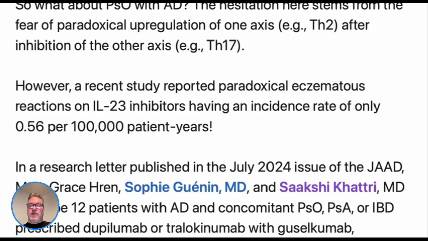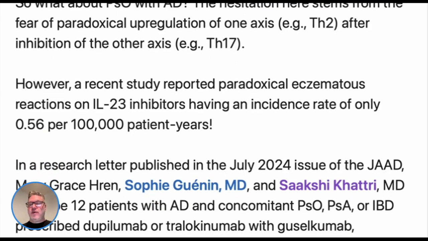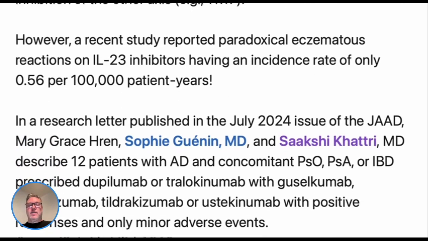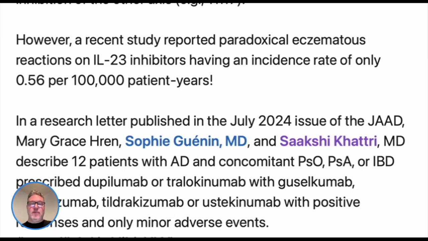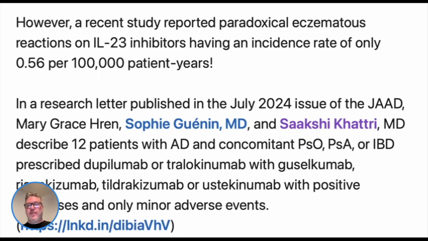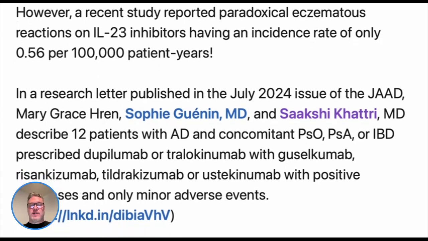And in a research letter published in the July 2024 issue of the JAD, Mary Grace Hren, Sophie Gwenin, and Sakshi Khatri describe 12 patients with atopic dermatitis and concomitant psoriasis, psoriatic arthritis, or inflammatory bowel disease, prescribed dupilumab or tralokinumab with guselkumab, risankizumab, tildrakizumab, or ustekinumab with positive responses and only minor adverse events.